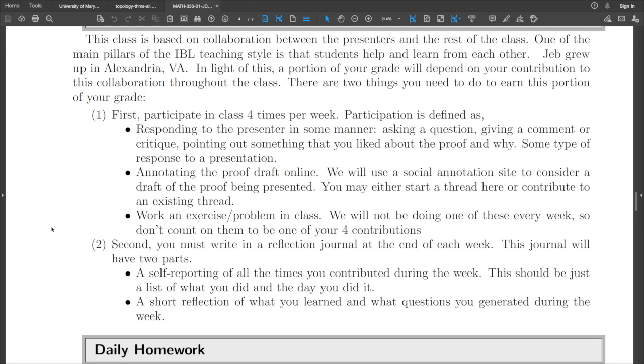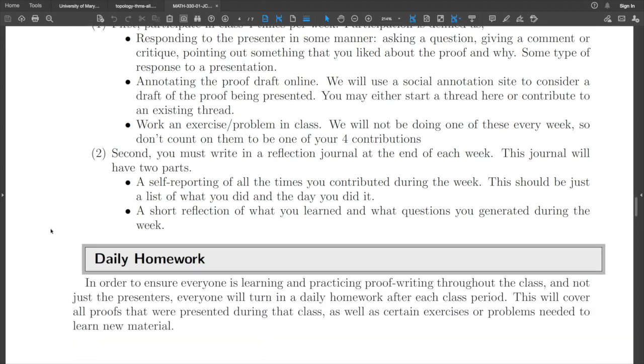The second thing you have to do is write a reflection journal. This is a very short thing. It's got 2 parts. The first is just self-reporting all the ways that you contributed during the week. And the second is just a short reflection on what you learned. I have a few prompts that you can use, but really I just want you to look at the past week and say, okay, hey, what did I learn? What questions do I still have? What did I do that was great? What did I do that was terrible? I just want you to think about that at the end of each week.